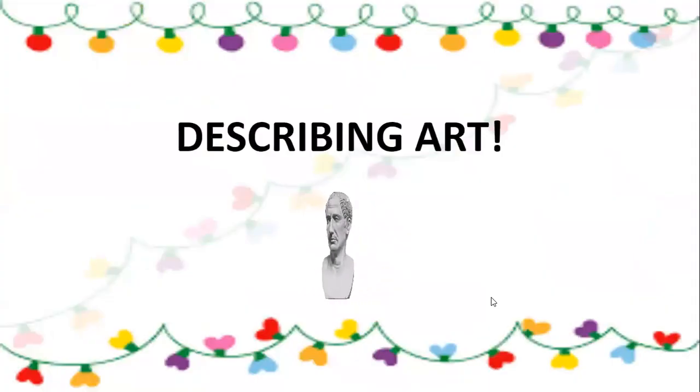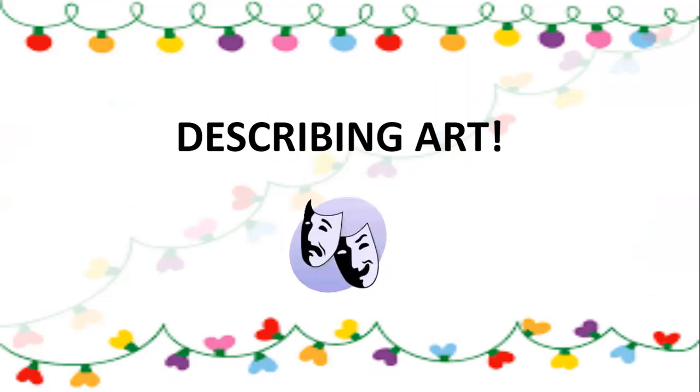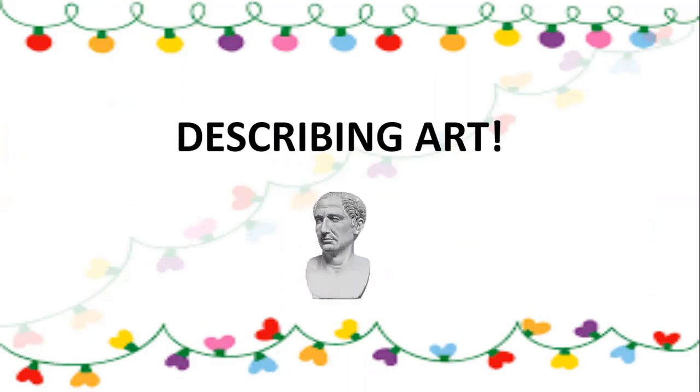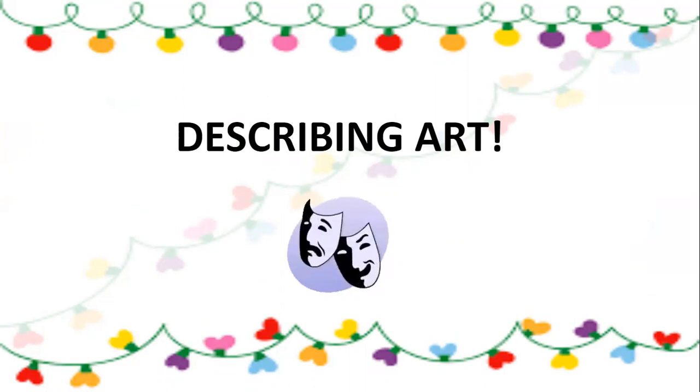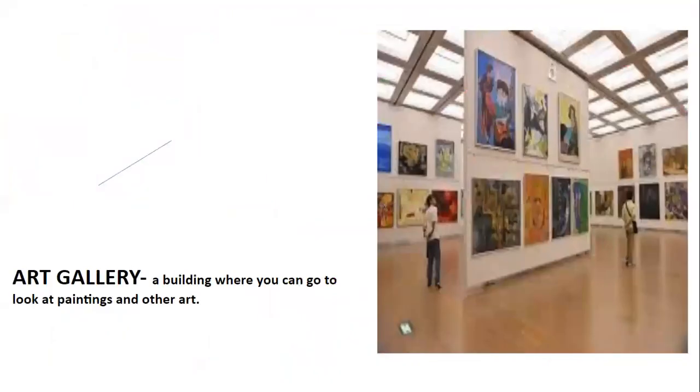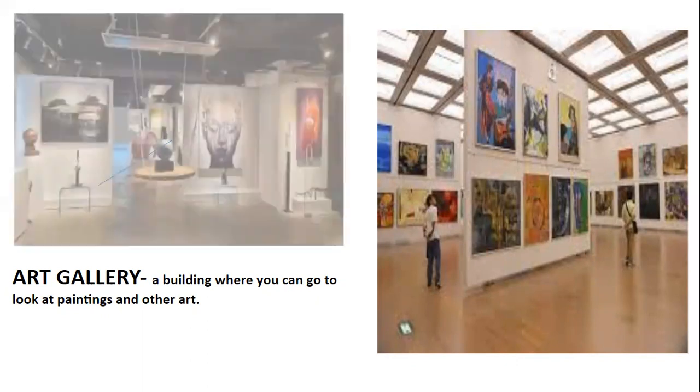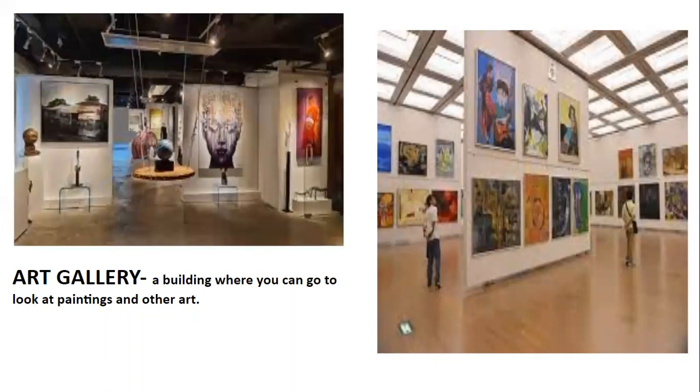Now let's move on to the vocabularies. These vocabularies are words that you may encounter in the story. Let's talk about describing art. Vocab number 1, art gallery. A building where you can go to look at paintings and other art. So art galleries are places that you can go to look at paintings and other art. That is art gallery.